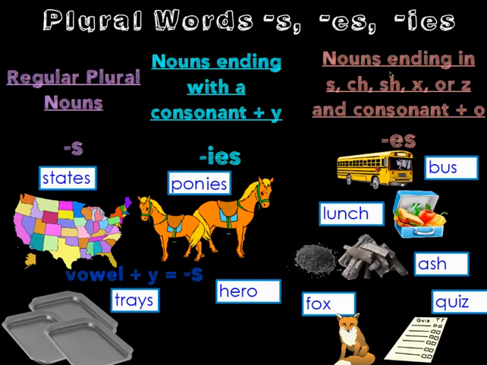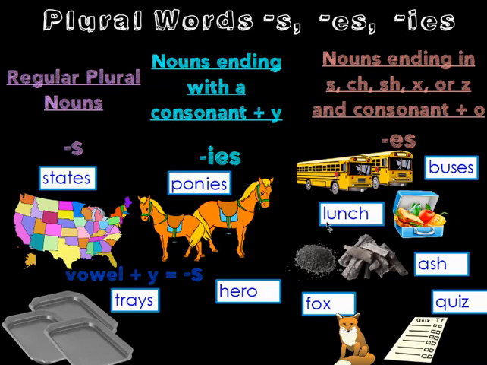Finally, let's look at words ending in S, CH, SH, X, or Z. And let's also look at words that have a consonant followed by the letter O. We'll go through them in this order. First, we have words that end in S, like this word, bus. To make this word plural, buses, we have to add ES. Now we have two buses.